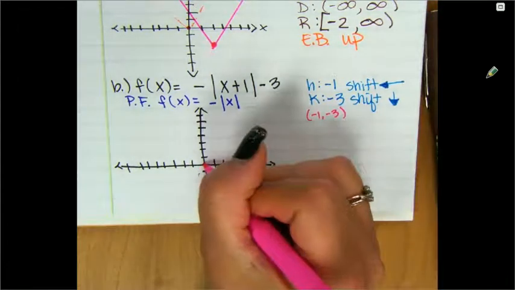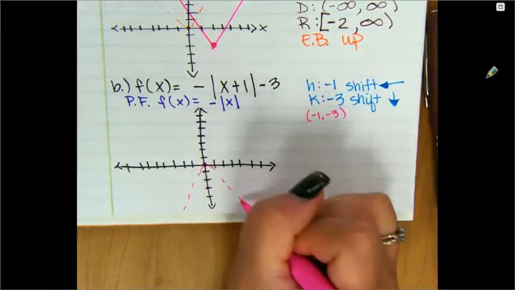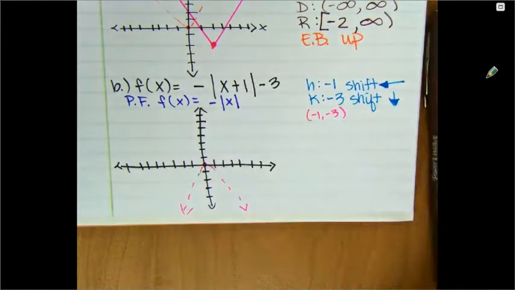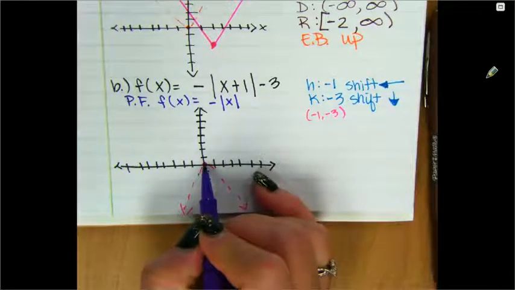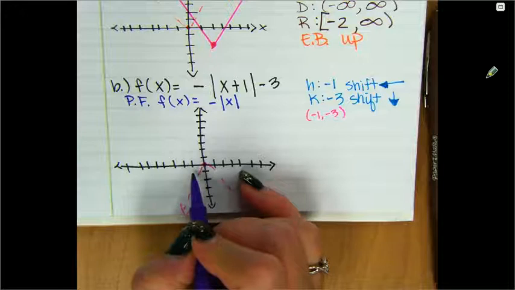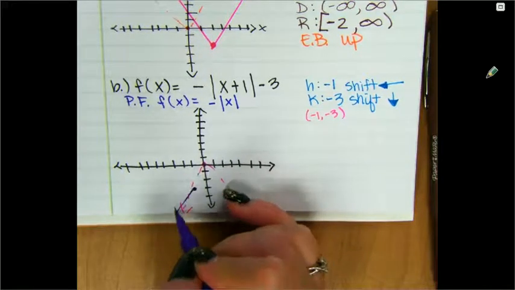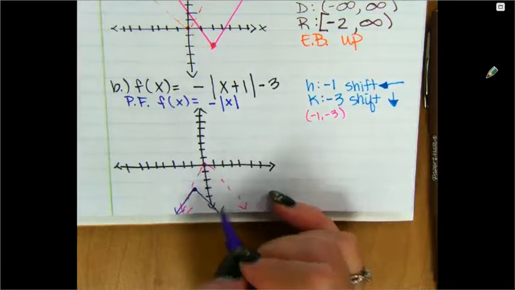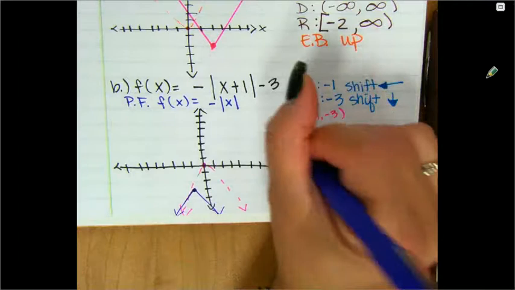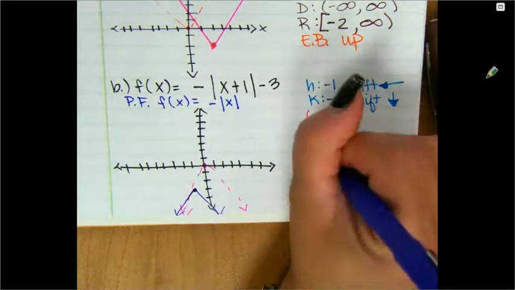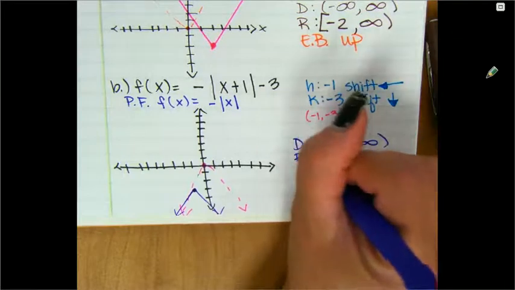Graph my parent function here at 0, 0, pointed which way? Down. Then I'm going to take that point and shift it which way? 1 to the left, and then 3 down. Just down here. Which looks something like that, right? Good. Then you're going to tell me domain. What's your domain? Negative infinity to positive infinity. Good. What's your range?